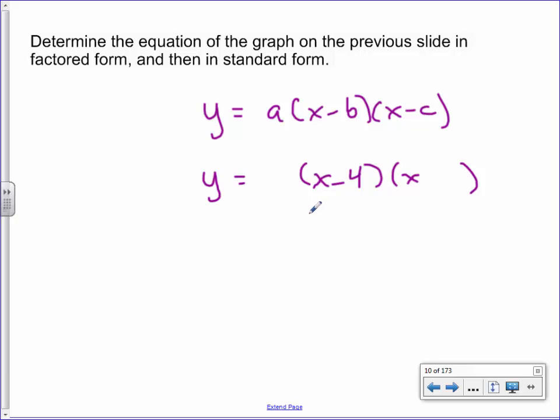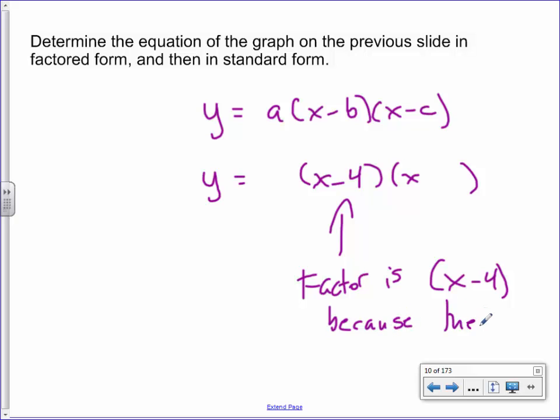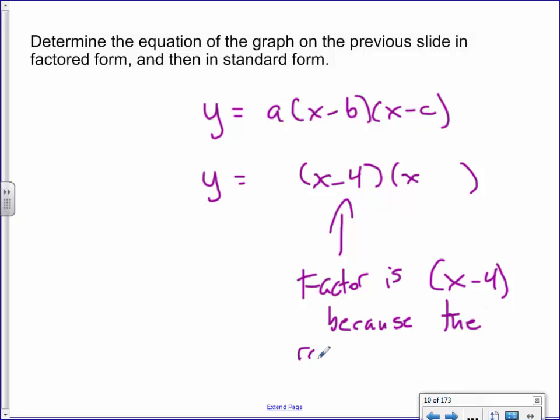One of the terms I'm going to use a lot over the next couple of days is factor and root. Maybe let's write this down somewhere here. The factor is x minus 4 because you can either call it a root or you can call it an x-intercept, whatever you want to call it, is 4. They're like opposites of each other. If the factor is x minus 4, the root is 4. Does that make sense?